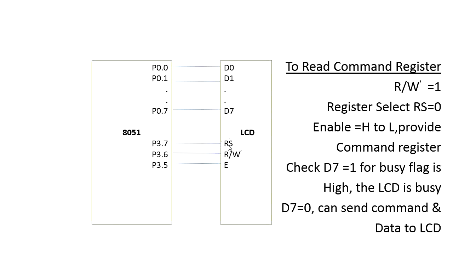In order to transmit data between the 8051 microcontroller and the LCD device, we first transmit the command. After that we transmit the data to the LCD device. Whenever we transmit the command from the 8051 to the LCD device, we perform the read operation, so we need to make R bar W bar equal to 1.